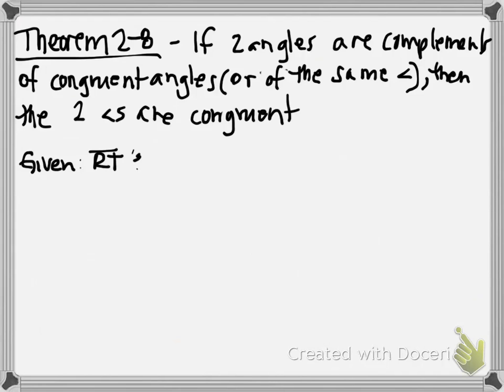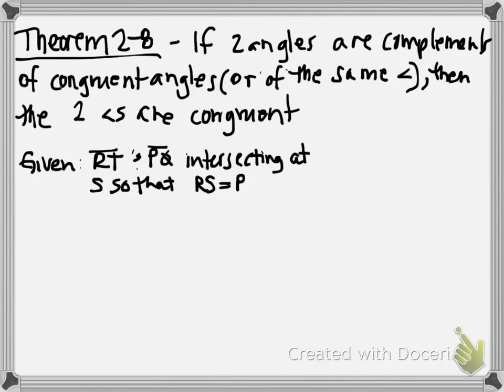Segment RT and segment PQ are intersecting at point S, so that the length of RS is equal to the length of PS, and the length of ST is equal to the length of SQ. Our job to prove would be that the length of RT is equal to the length of PQ.